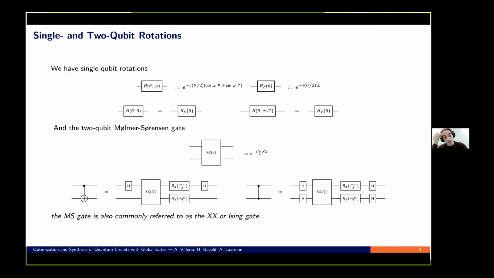Of course, if we conjugate with Hadamards, instead of using the x-axis, we can use the z-axis, and we're going to be combining these two in our quantum circuits.